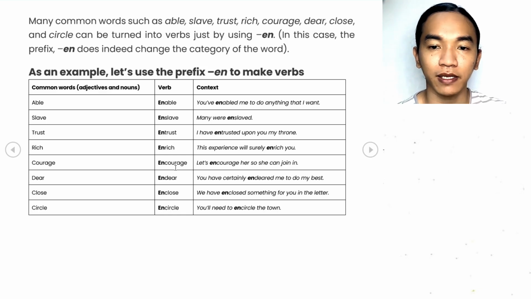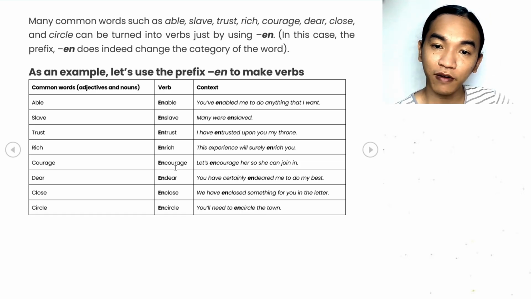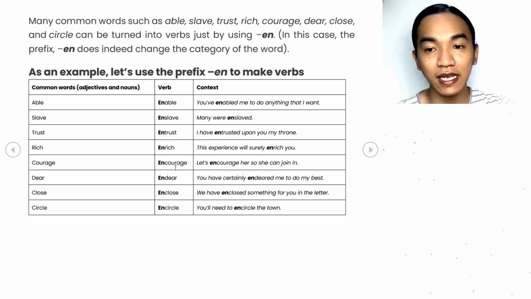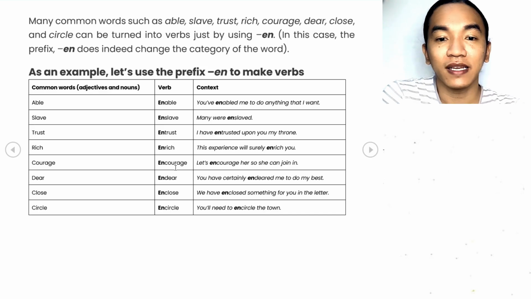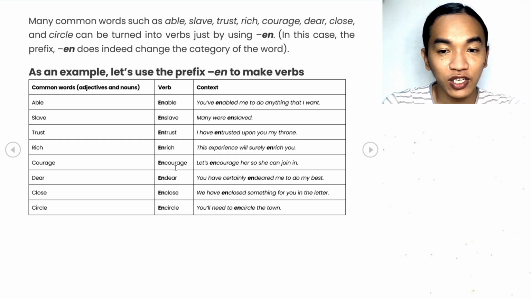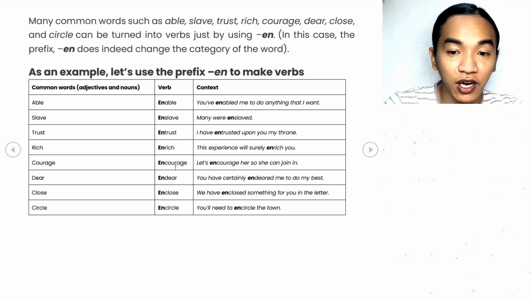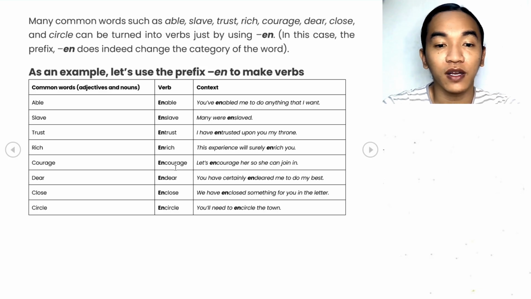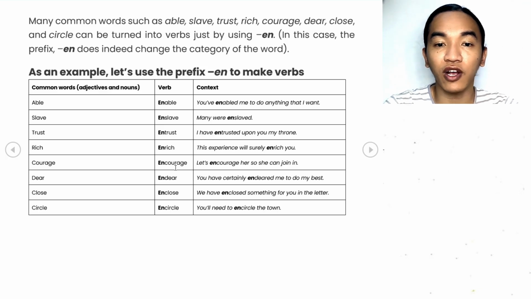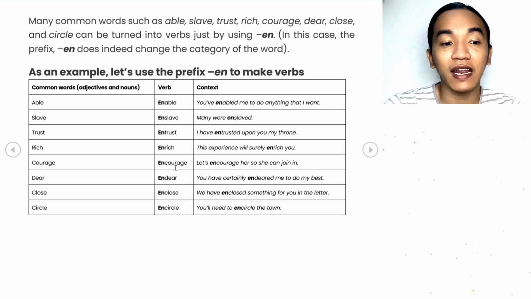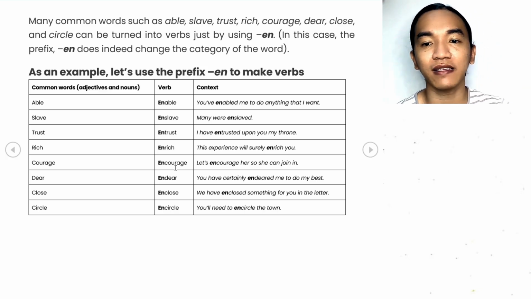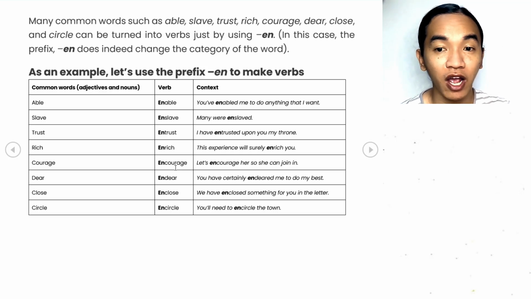Okay, like for example, able. Now, if you want to convert it into a verb, okay, you add the prefix "en." Enable. Okay, you've enabled me to do anything that I want. Slave, enslave. Trust, entrust. Rich, enrich. Courage, encourage. Dear, endear. Close, enclose. Circle, encircle. So, as you can see, your common words are adjectives or nouns. Then, if you add the prefix "en" to them, they become verbs. All right? So please take a look at some of the examples that I have given here for you.